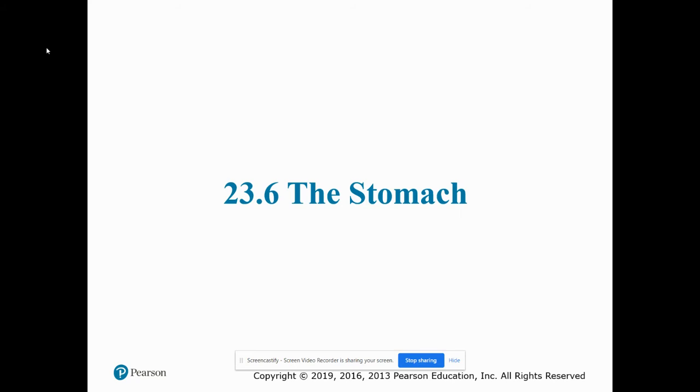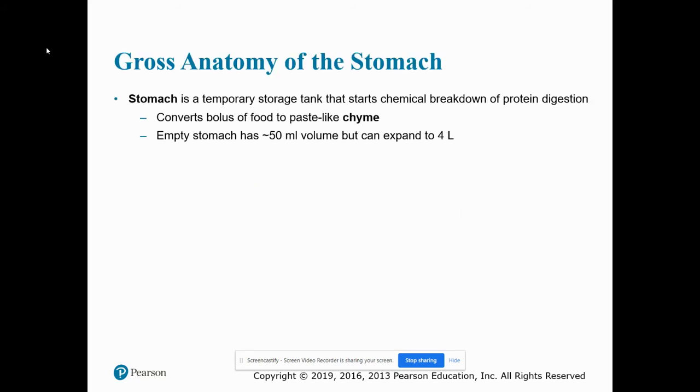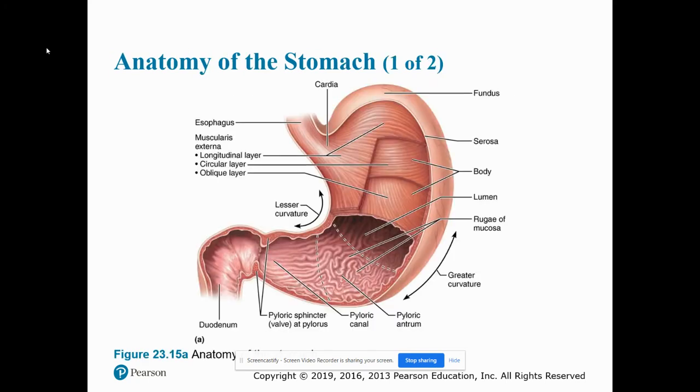Now we move on to the stomach. The stomach is a temporary storage tank, and this is the place where the chemical breakdown of protein starts. It's going to convert the bolus of food that was created in the mouth by mixing food and saliva to a paste-like chyme. The stomach has a volume of about 50 milliliters, but it can expand up to 4 liters. And this is an image of the stomach.